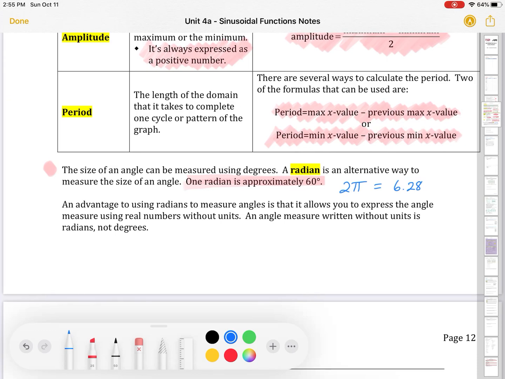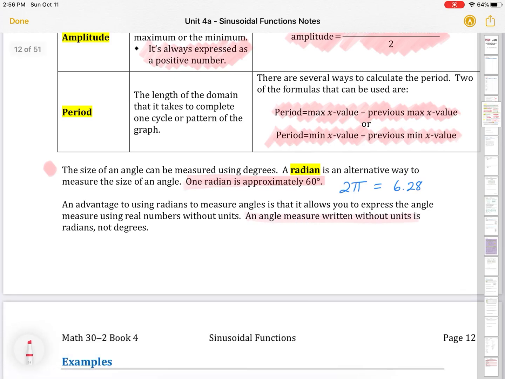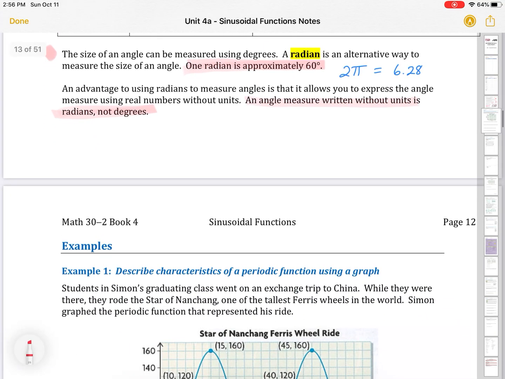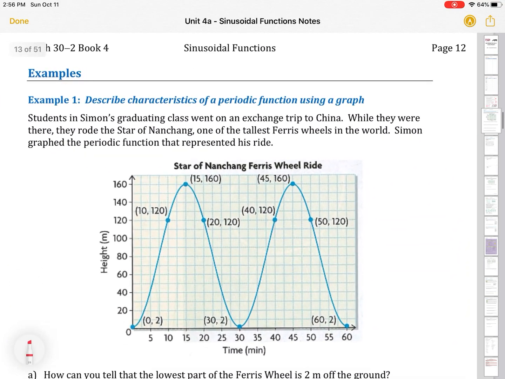An advantage to using radians to measure angles is that it allows you to express the angle measure using real numbers without units. An angle measure written without units is in radians, not in degrees. Okay? Now, it will come up when we're using radians that you might have to use a different mode on your calculator, so please keep that in mind.